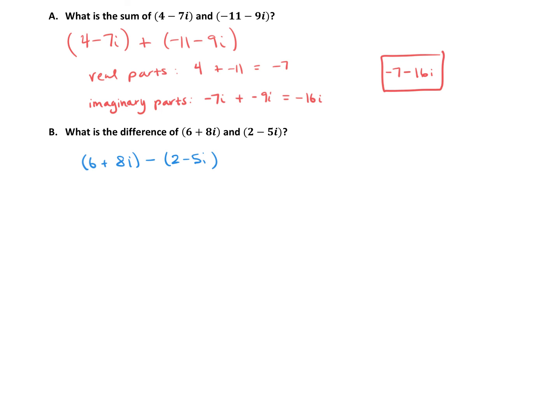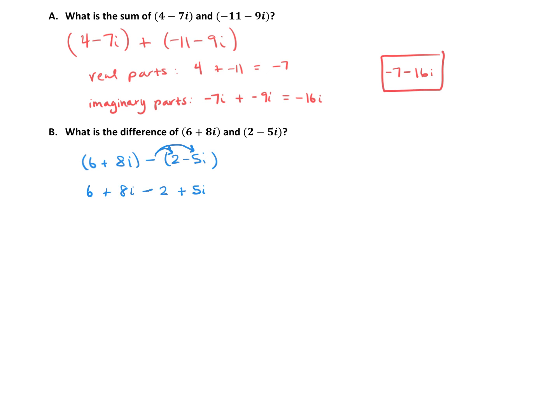So I'm going to rewrite this without parentheses because we are subtracting both of these terms, so we have a negative to distribute here. The 6 plus 8i is not going to change, but we are going to subtract 2, so minus 2, and then we're going to subtract a negative 5. So it's just like multiplying a negative 1 through. That's going to end up as a positive 5i.